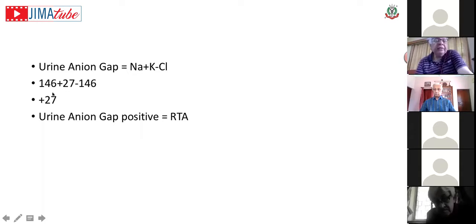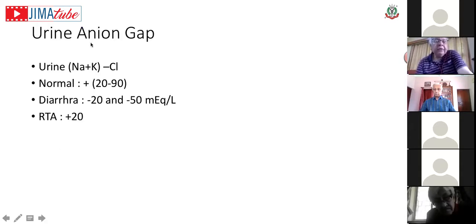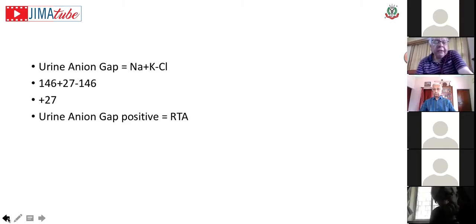In diarrhea, you get a negative urine anion gap. So remember the urine anion gap, in diarrhea, you get minus 20 to minus 50. In RTA, you get plus 20. And in normal, the urine anion gap is also positive. We won't go into details of the explanations of this, but for the time being, it suffices to say that this patient has renal tubular acidosis because he has a positive urine anion gap.